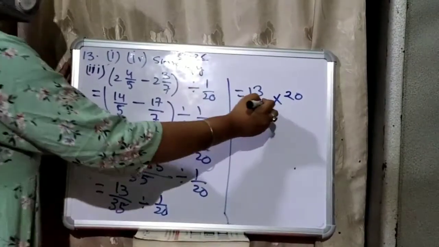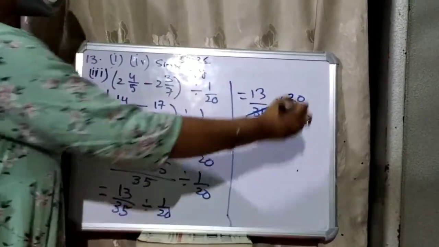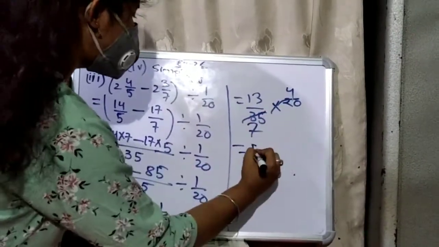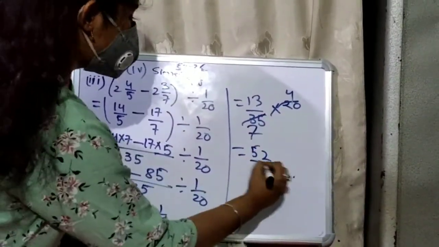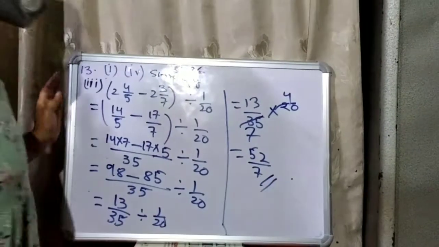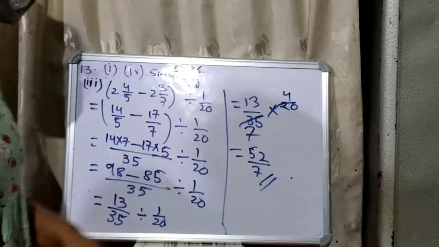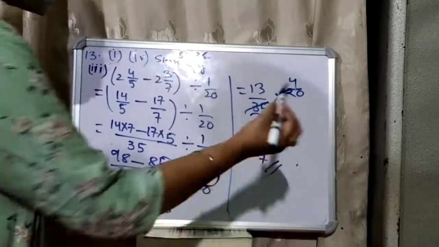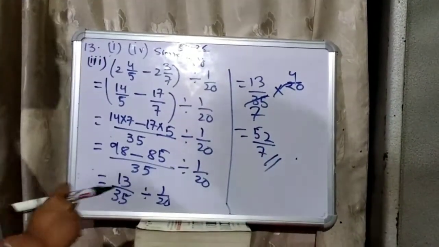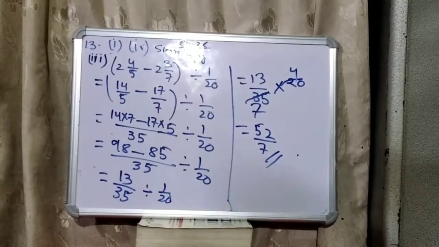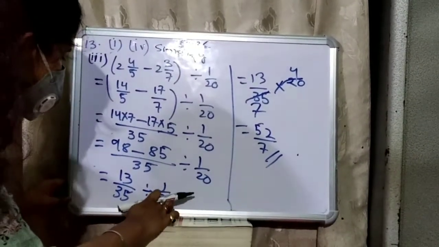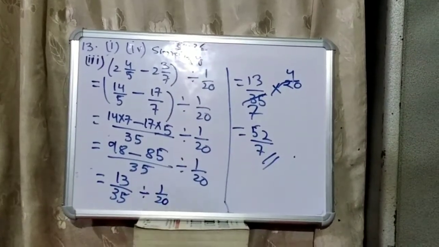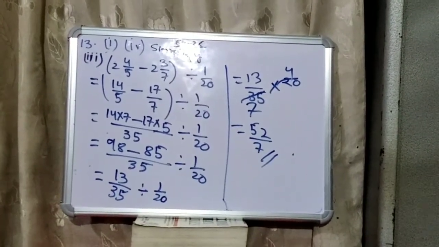Now class, tell me: 5 sevens are 35, 5 fours are 20. Now 13 into 4 is 52, and 7 into 1 is 7. This is your answer. You can divide 52 by 7 and write the number as a mixed fraction also, but even if you write up to this much, it is correct. So take the screenshot, and this is 0. Otherwise some students will misunderstand and write something else. This is 0.